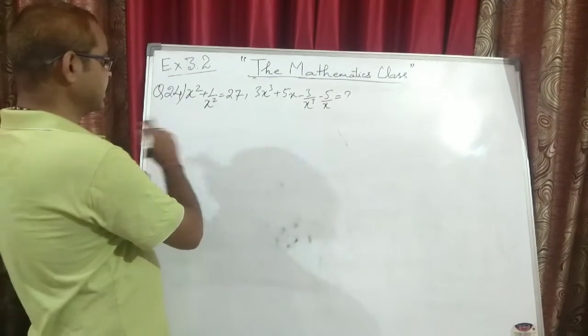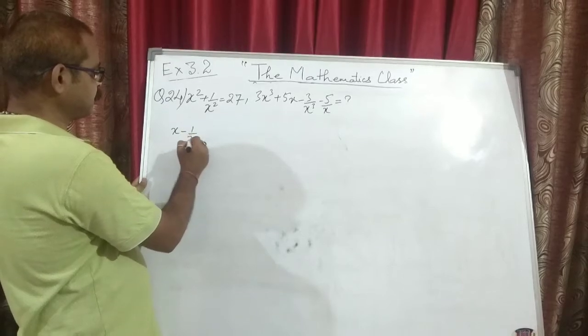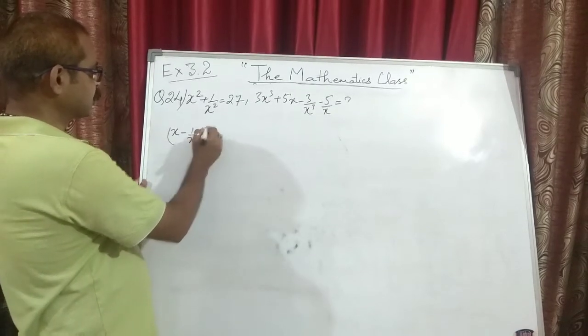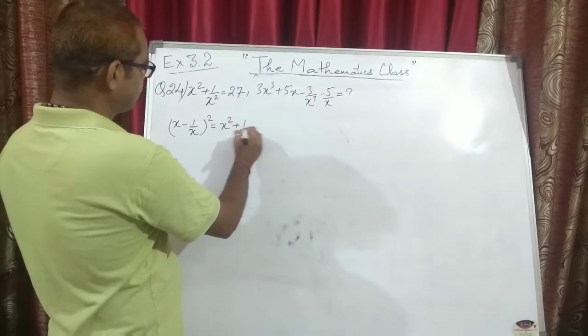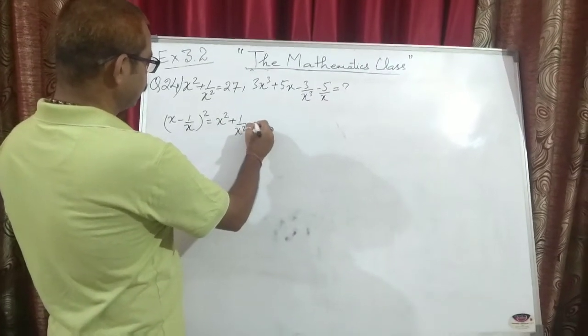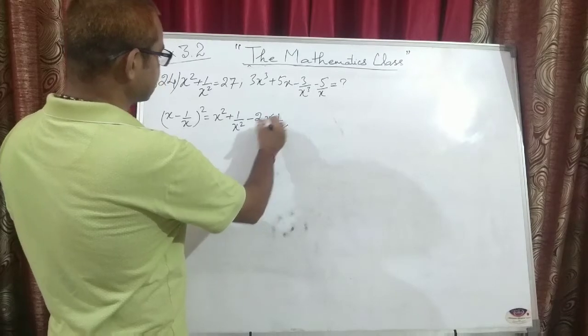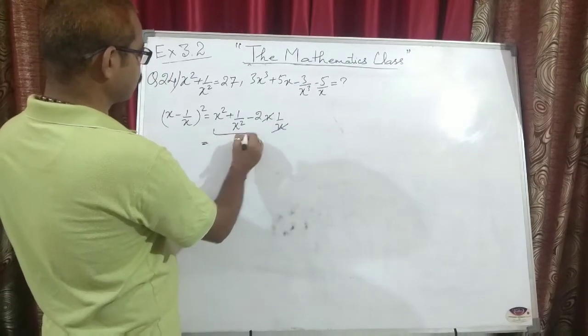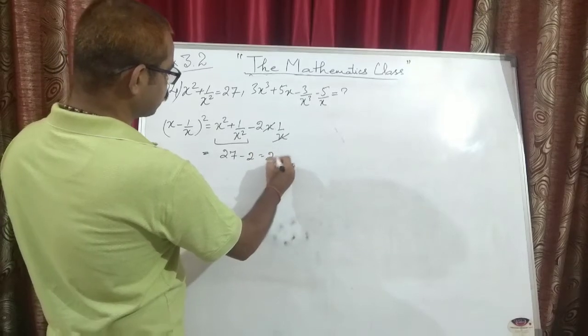In the first case, (x minus 1 upon x) whole square can be written as a square plus b square minus 2ab. This and this cancelled. It is given that x square plus 1 upon x square is 27, minus 2, that makes 25.